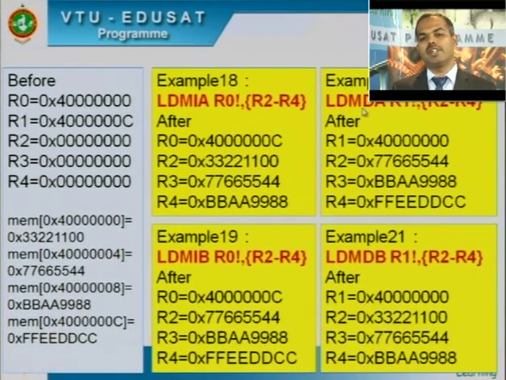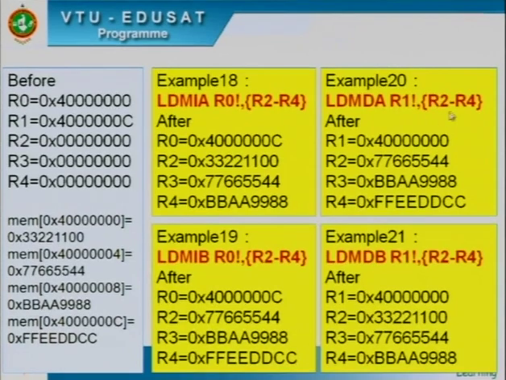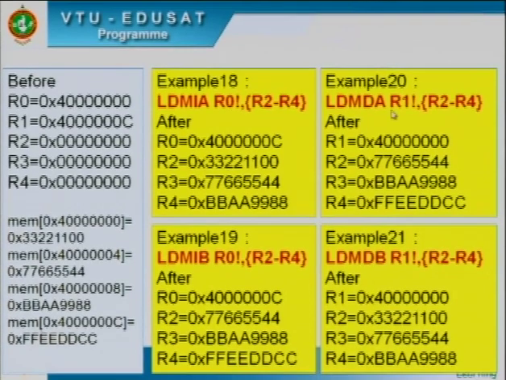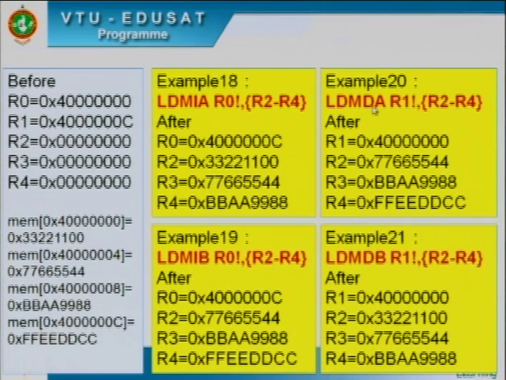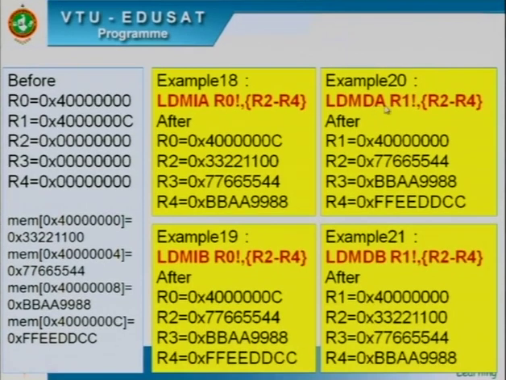Similarly, look at example 20. Example 20 is LDMDA R1!, {R2-R4}, R2 hyphen R4 in the curly brackets. Now, what is the R1 content? Please look at that carefully. This is 4 followed by 6 zeros and C. Now what happens here is LDMDA, load multiple registers and decrement after. So the value of R1 is at the top of the memory location. The value of R1, that is 0x4000000C, has the content FFEEDDCC, which gets copied to R4.